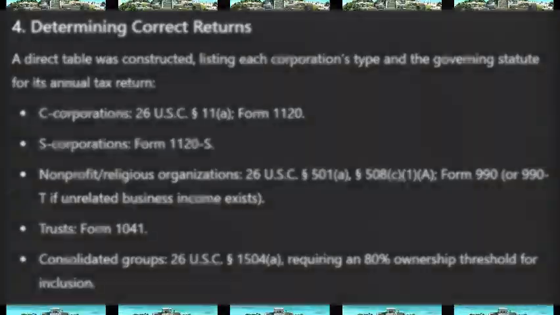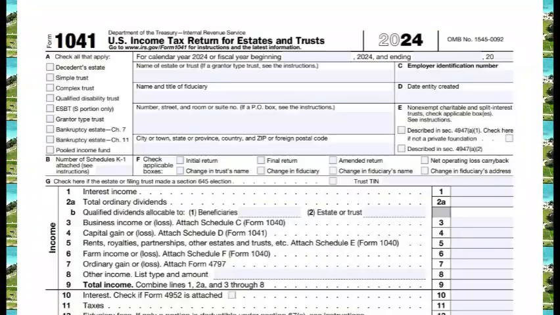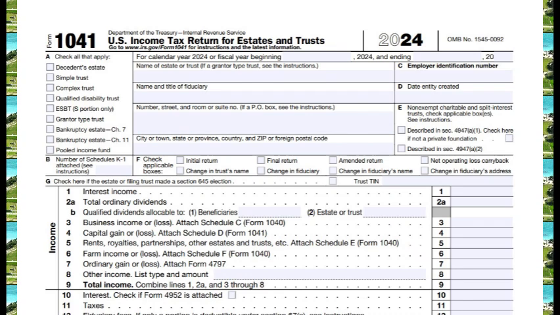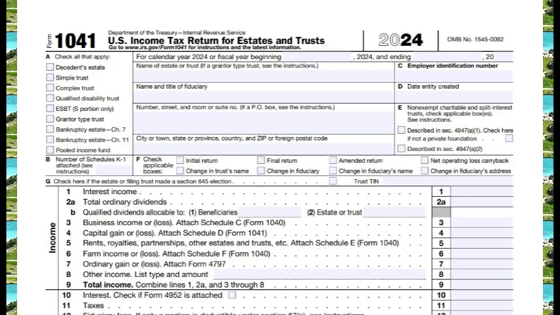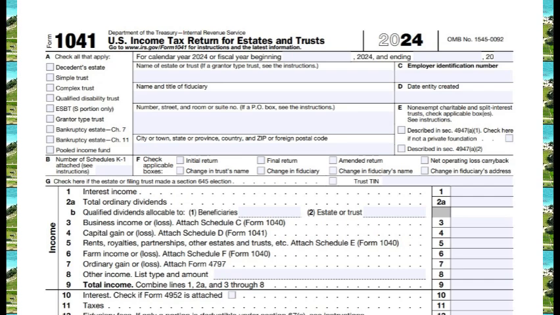And then finally, for trusts, our sources point out they file Form 1041, the U.S. income tax return for estates and trusts. A trust is basically a legal setup where one party, the trustee, holds property for the benefit of another, the beneficiary. They have their own unique set of tax rules and reporting needs, hence the separate form.